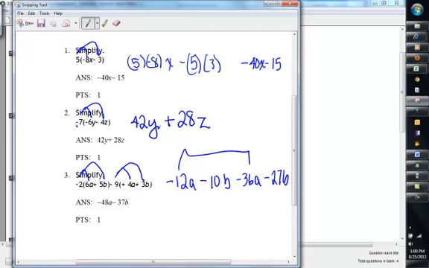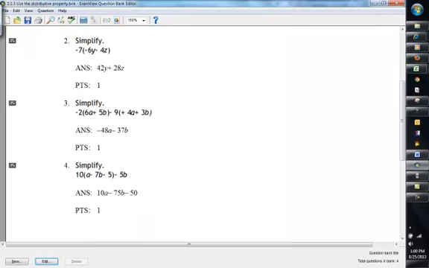These 2 are like, and these 2 are like. So these 2 are like first. So -12 minus 36 more is -48a. And then for the B's, we have -10 minus 27 more is -37 B's.